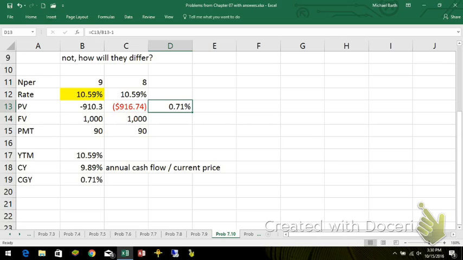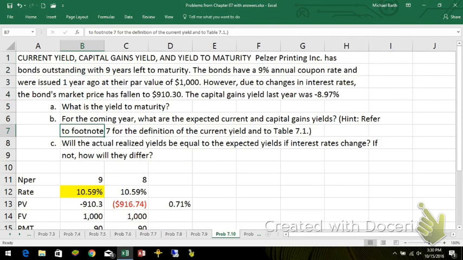By about 0.71%. So that's what the capital gains yield means: over the next year you would expect the price of this bond to go up 0.71%. Now, will the actual realized yield be equal to the expected yield if interest rates change? No, because the price of the bond is going to change.